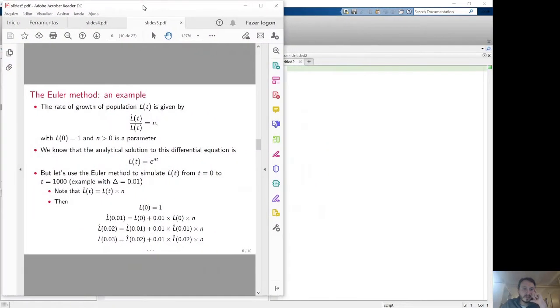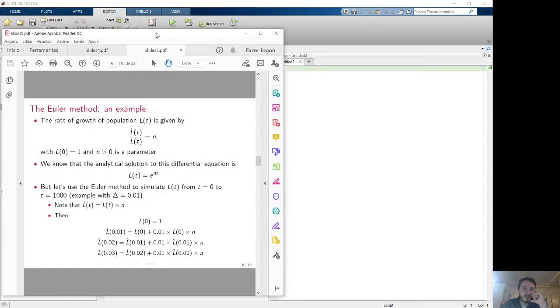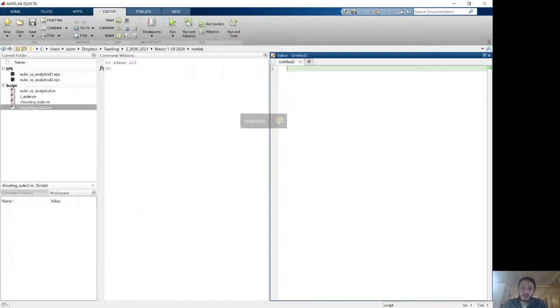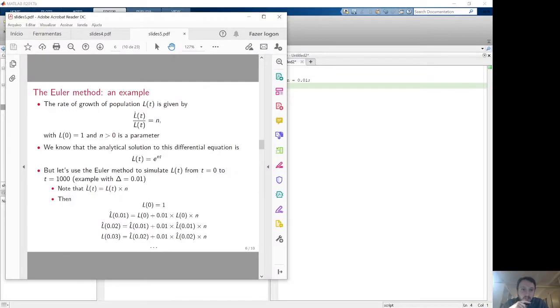So we will simulate population size at different points in time. So one thing we need to do to simulate something in the computer is that we need to plug values. So we need to choose a value for n, right? Because we're gonna calculate the numbers, and we need to have numbers to calculate. So let's say that n is 0.01, 1%. So population grows by 1% at each point in time.